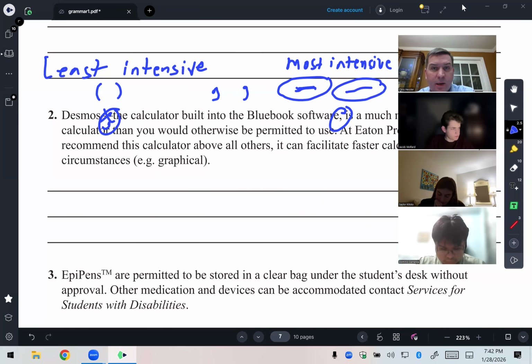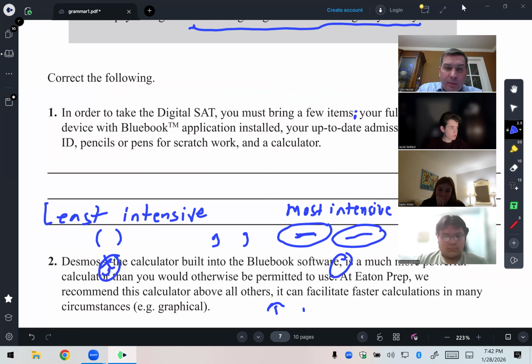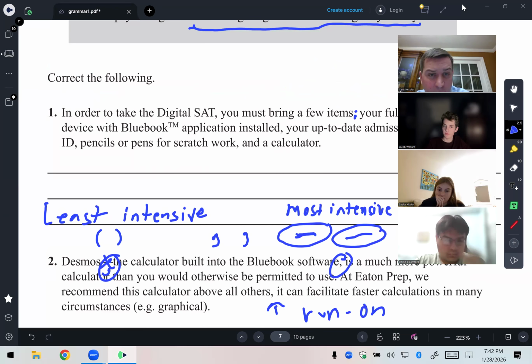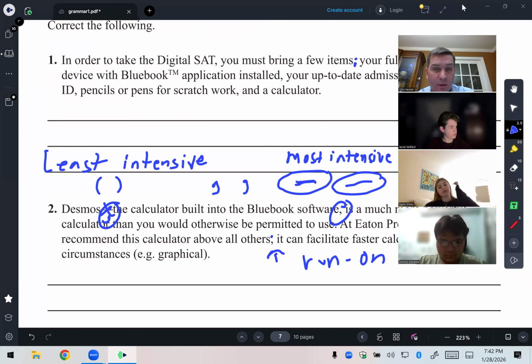Oh, you know what? I missed a semicolon up here. This is a run-on, man. What am I? I'm slipping. At Eden Prep, we recommend this calculator above all others. It can facilitate faster calculations in many circumstances. Graphical. This could be a semicolon or a colon. Either would work. Hopefully you caught that and that was my fault.